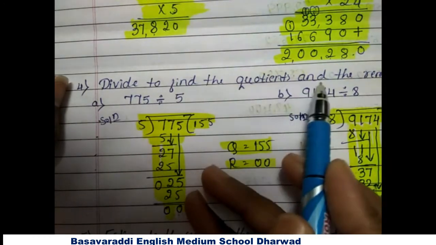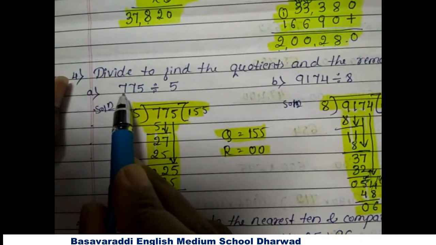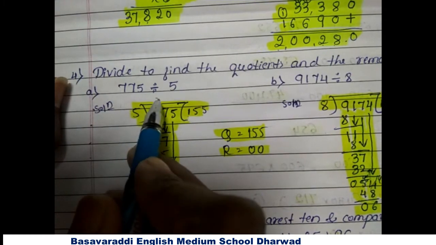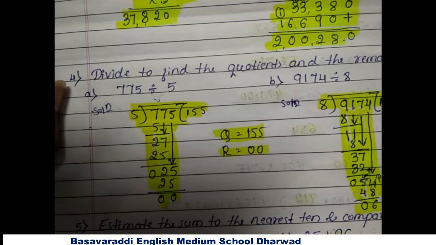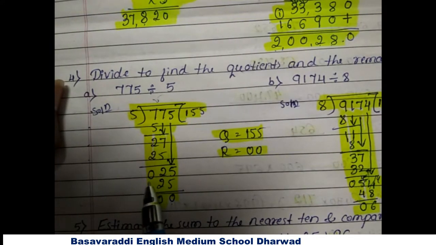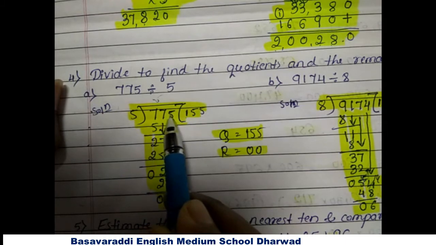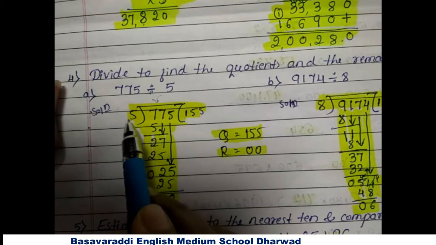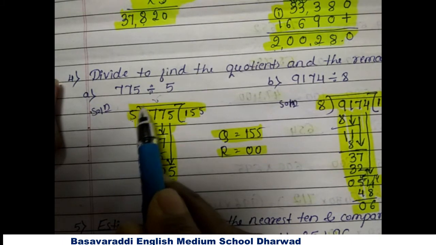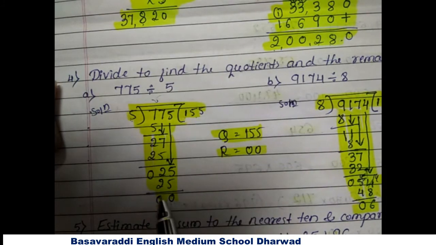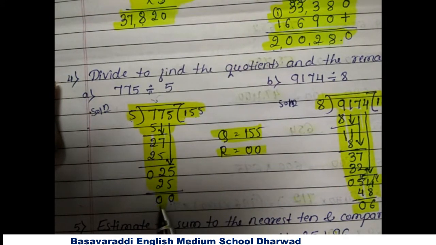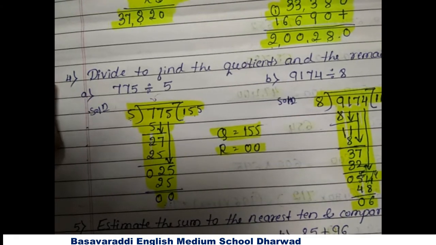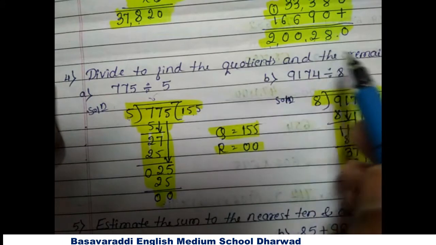Next, the fourth question, that is the division problems. Divide to find the quotient and the remainder. The first one: 775 divided by 5. Yes, what is division? Division is repeated subtraction. When we divide two numbers, the number to be divided is called the dividend. So 775 is the dividend. The number by which we divide is called the divisor. So 5 is the divisor. The result of the division is called the quotient, and the number left over after the division is called the remainder. So we have to find the quotient and remainder in this question.